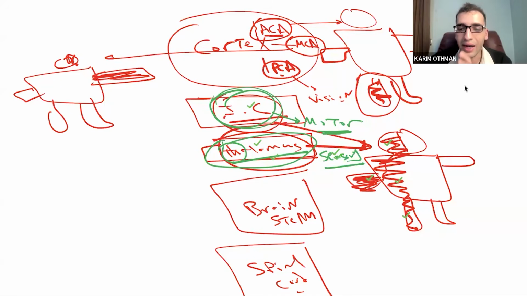Now they will ask you, and that's a very important question, what are the arteries that will supply the internal capsule and the thalamus? And that's the question they usually ask. And the answer to this is a very important artery called the lenticulostriate artery. Lenticulostriate artery. So here.